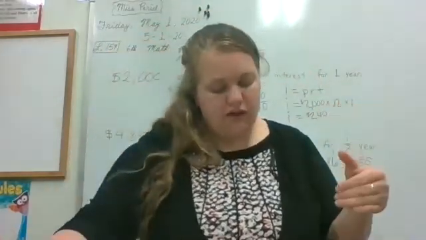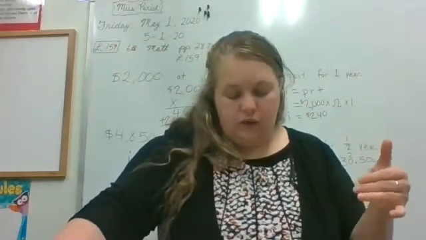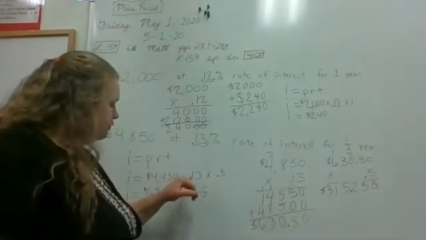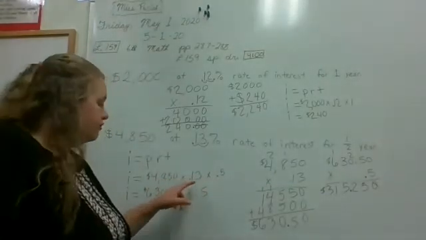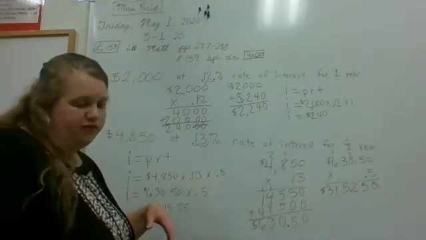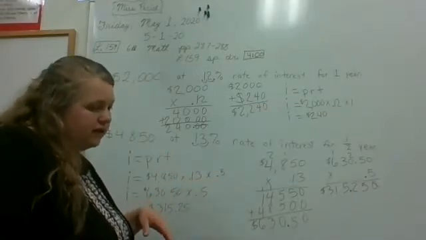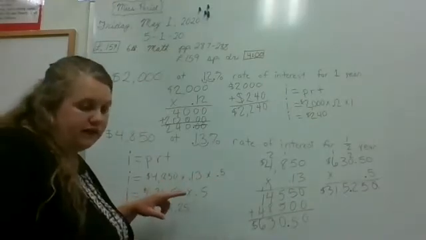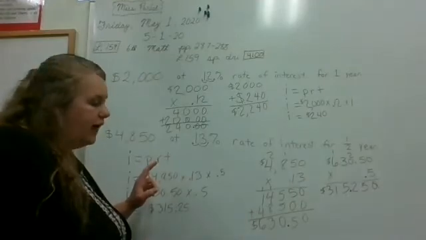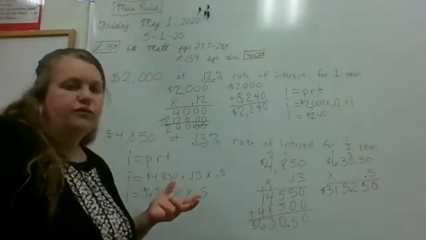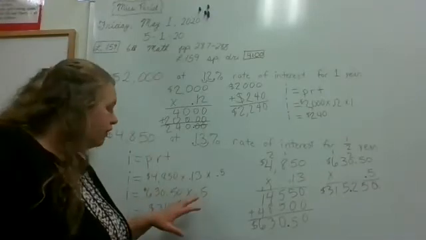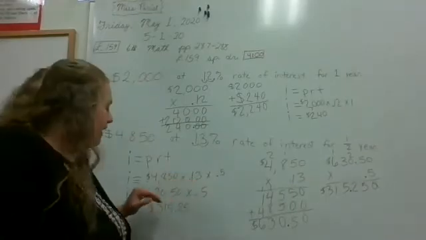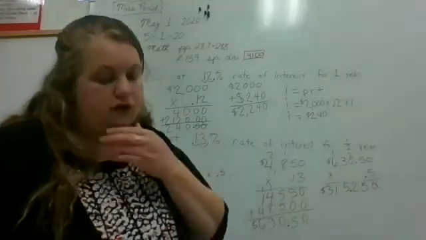Now you can multiply these in any order. Because there's 3 multiplications, you can multiply them in any order. So if you wanted to multiply 0.13 times 0.5, you could do that, or you could multiply 0.5 times 4,850 and get half of this, which would be 2,425. So you can multiply in any order as long as you make sure that you multiply each of them by the end of your equation.